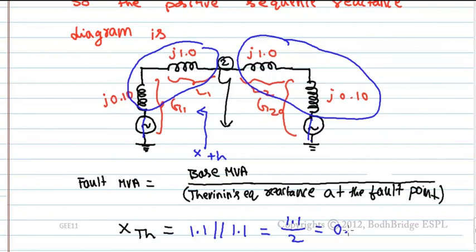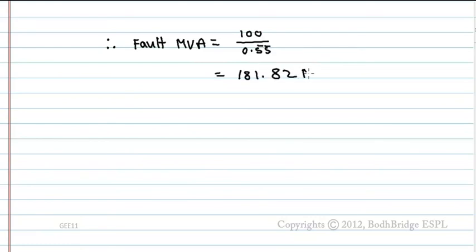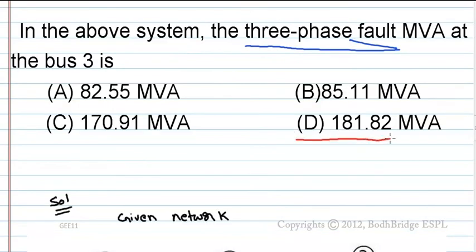which is equal to 0.55. Therefore, fault MVA is equal to base MVA 100 by Thevenin's equivalent reactance 0.55. This is equal to 181.82 MVA. So, second question answer is option D, 181.82 MVA.